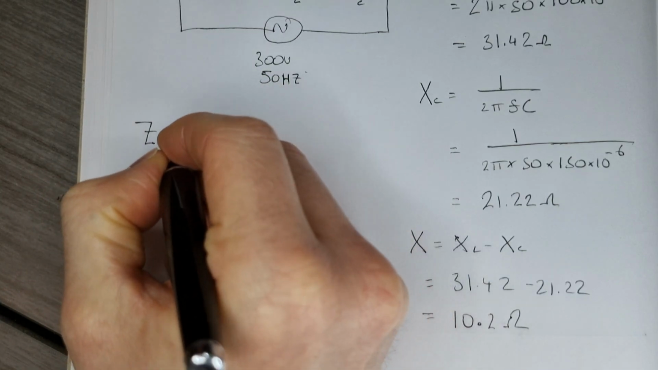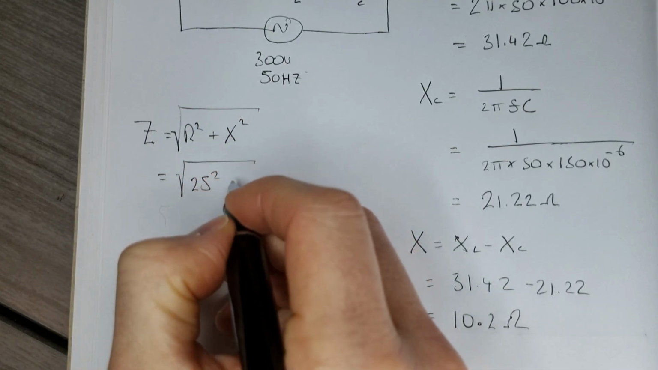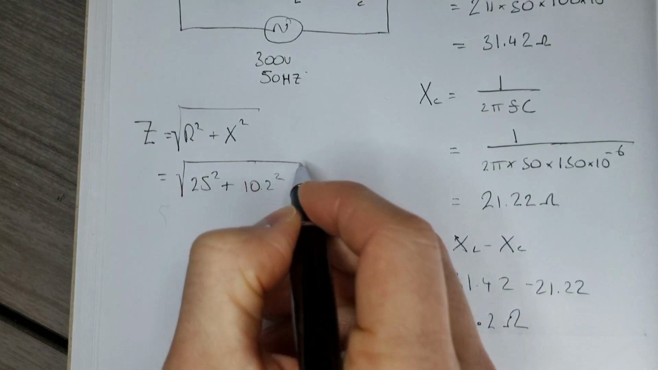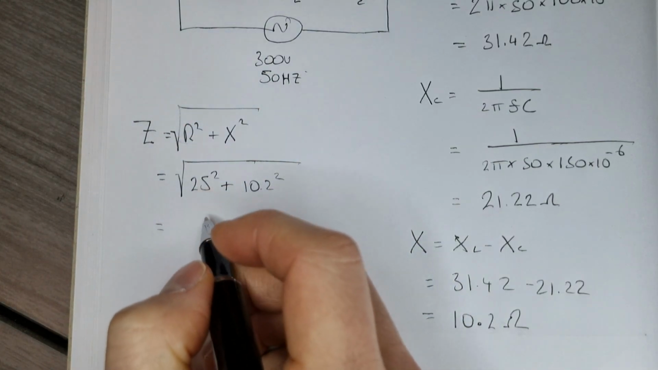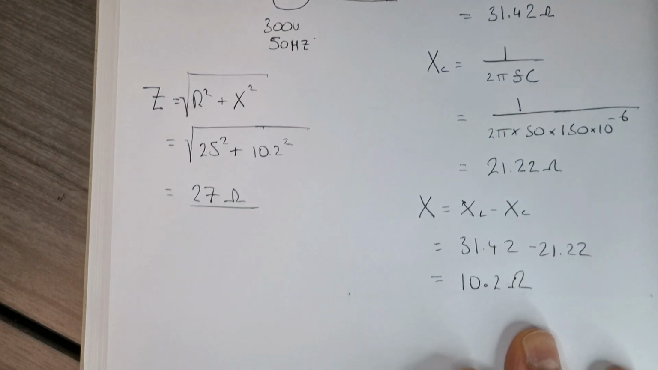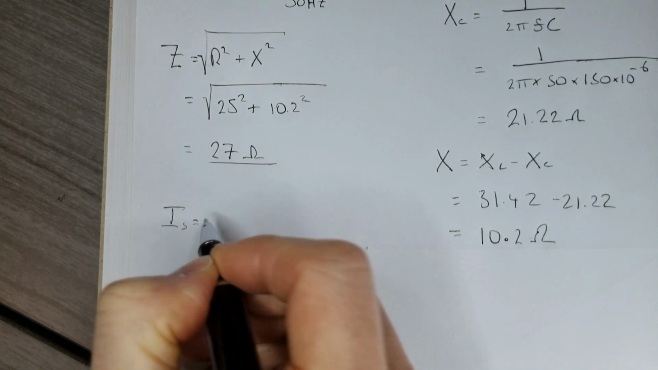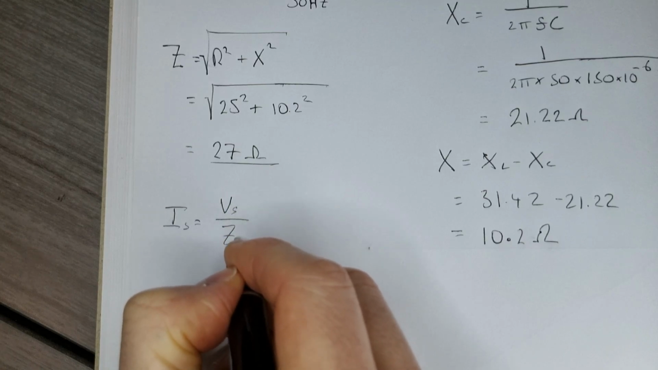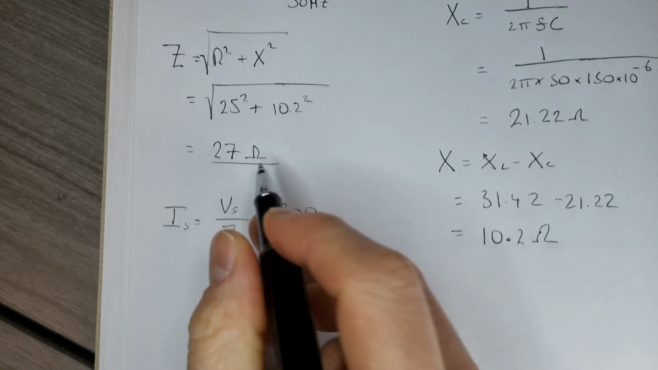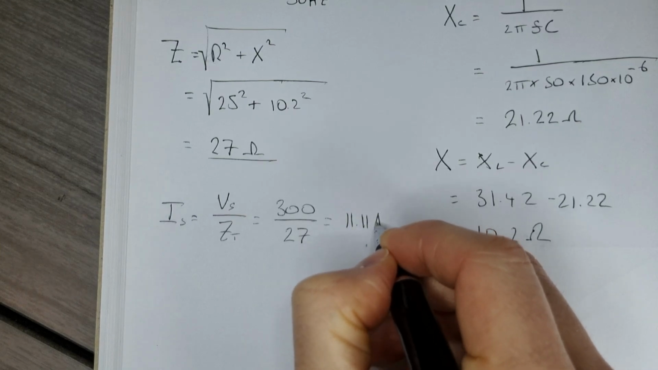With this information, we're ready to then calculate our impedance Z, which is going to be the square root of R squared plus X squared, and that's going to give us the square root of 25 squared plus the X we just calculated of 10.2 squared, and that gives us a total impedance of 27 ohms. With this information, we're now ready to calculate the supply current IS, which is going to be Vs over Zt, and Vs is 300 volts divided by 27 ohms of impedance, which gives us a supply current of 11.11 amps.